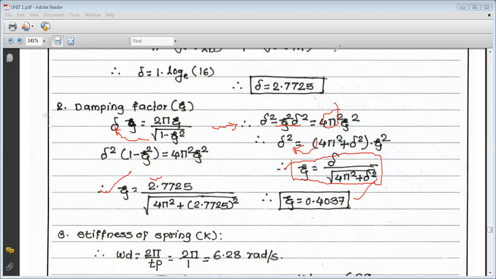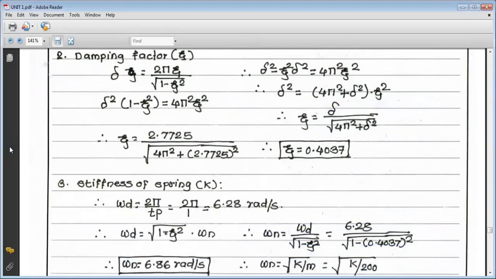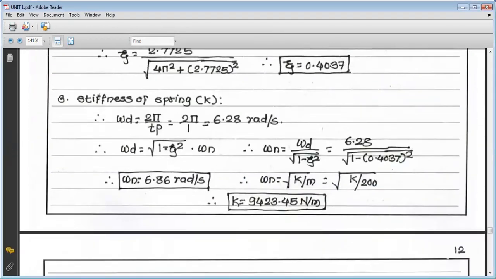Now how will we find that? Now again we have been given the damping period of vibration. So what is the damping period? That is Tp, given as 1. So omega d, for damped vibration, is equal to 2 pi upon Tp. So 2 pi upon 1 becomes 6.28 radian per second. So this is omega d.